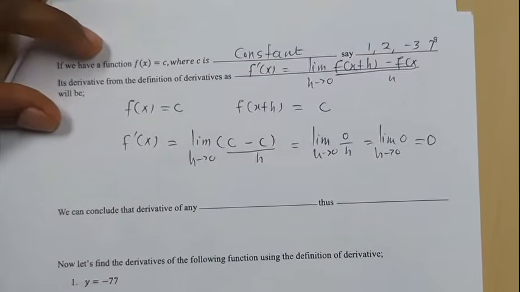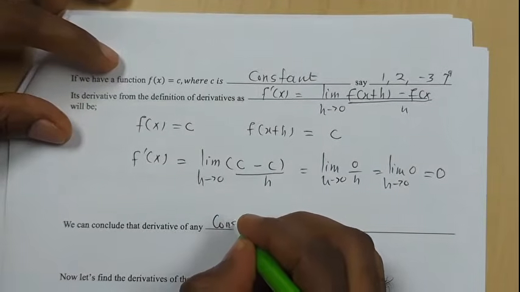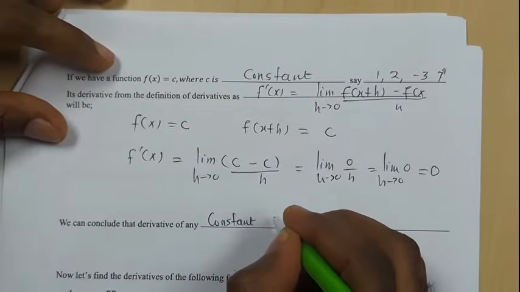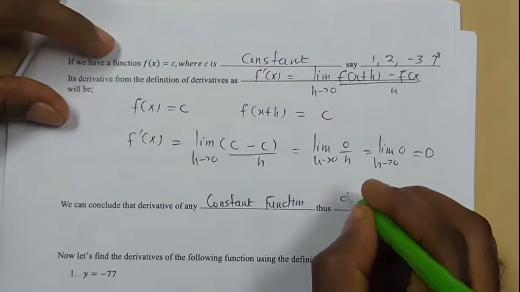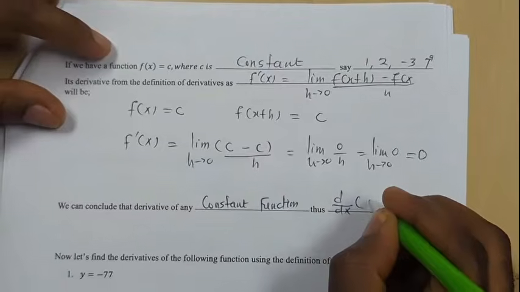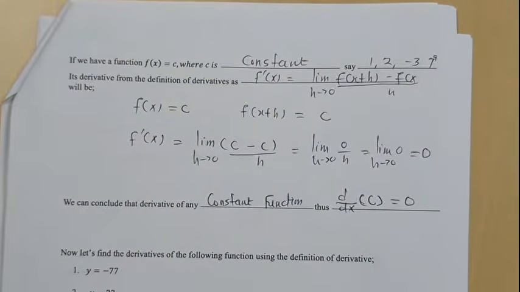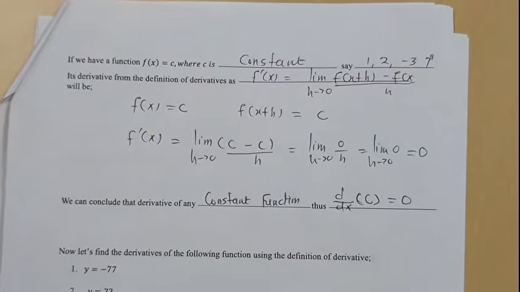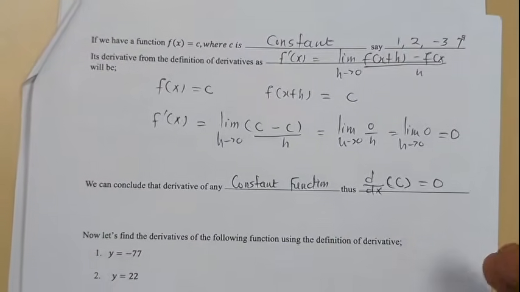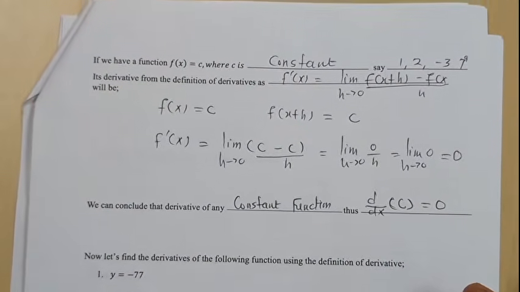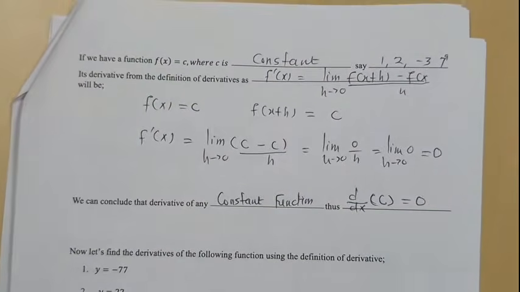So we can therefore conclude that the derivative of any constant function, say c, that's d over dx of any constant function, is equal to 0. That when we are finding the derivative of any constant function it is just 0, and we are able to get that from the definition of derivative.